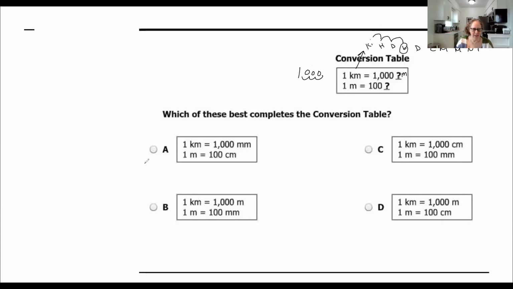So now I'm going to look at my answers here. 1 kilometer equals 1,000 millimeters. Nope. 1 kilometer equals 1,000 centimeters. Nope. 1 kilometer equals 1,000 meters. So it's either B or D. So now I do need to know what the next ones are. 1 meter equals 100 what? 1 meter, that's our base units. We're making it bigger by how many hops? 1, 2 hops. That's a C for centi. So there is my correct answer for that one.